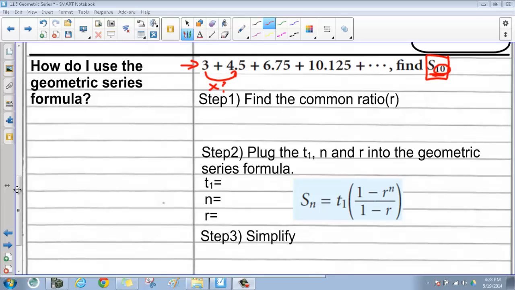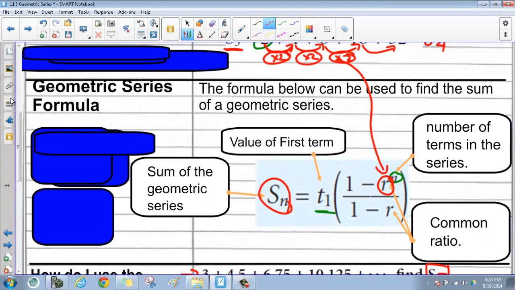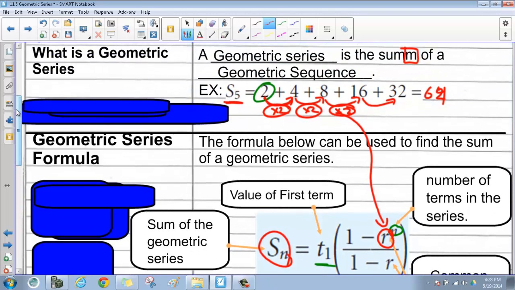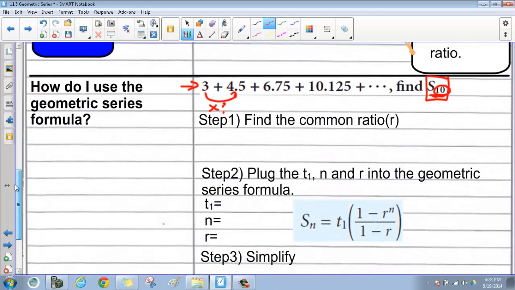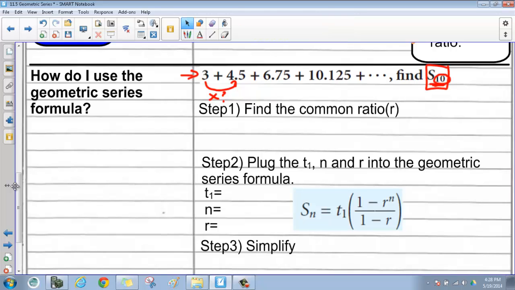You multiply it by what? Well, it's not as easy as this last one. On these, look at this. This is 2, 4, 8. That's obviously doubled. This one's not nearly as easy. So how can you figure that out? Well, here's the key thing. If you don't know, what you do is you take the second term, 4.5, and you take the first term, and you divide the second term by the first term. So what is 4.5 divided by 3?